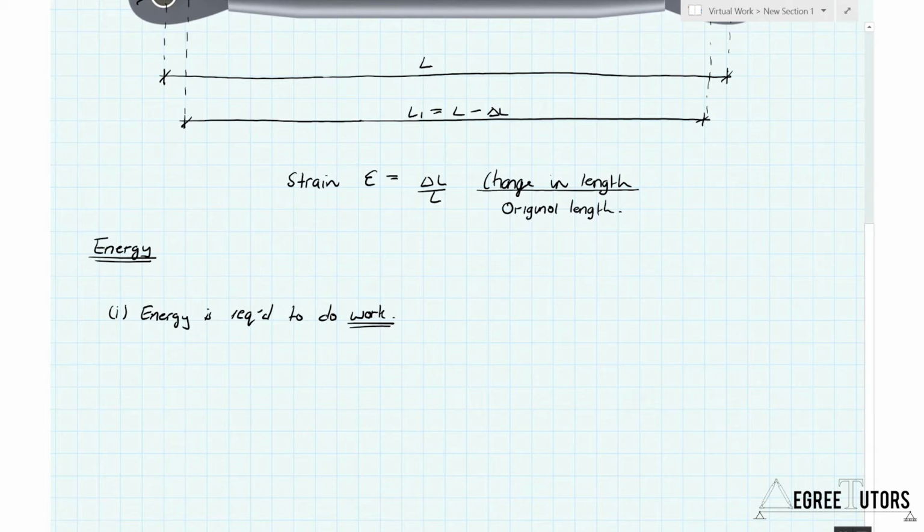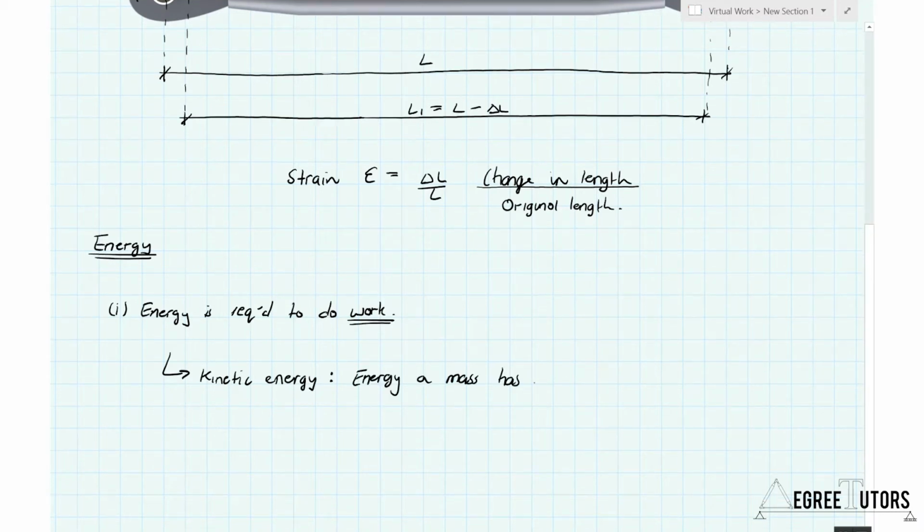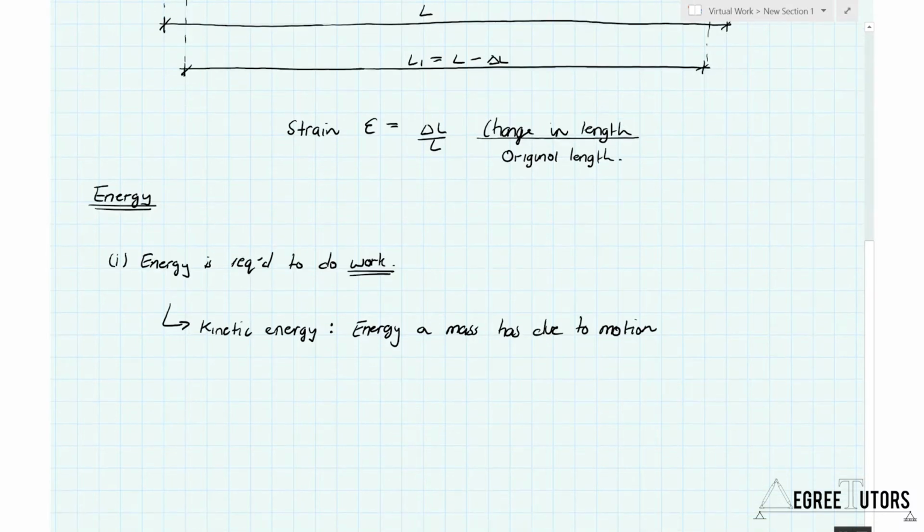We have kinetic energy and we have potential energy. They're the two categories of energy that we're going to be thinking about. So kinetic energy is the energy a mass has due to its motion. You might remember from your physics classes that the kinetic energy of a mass, which we will call here U subscript K, for a mass that's traveling at some velocity v, is equal to a half m v squared.